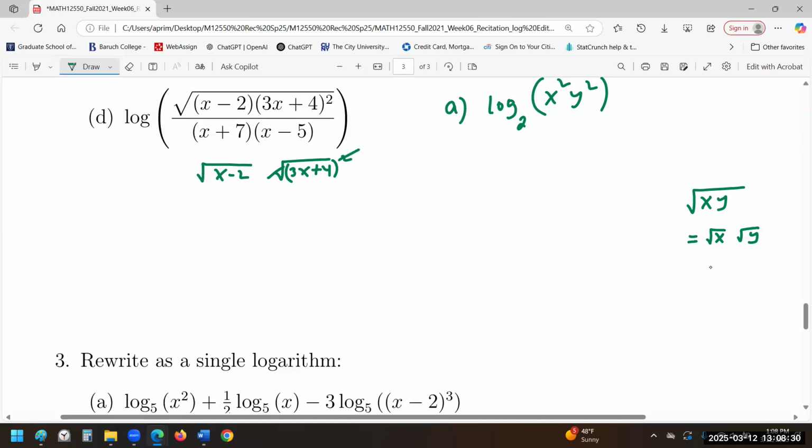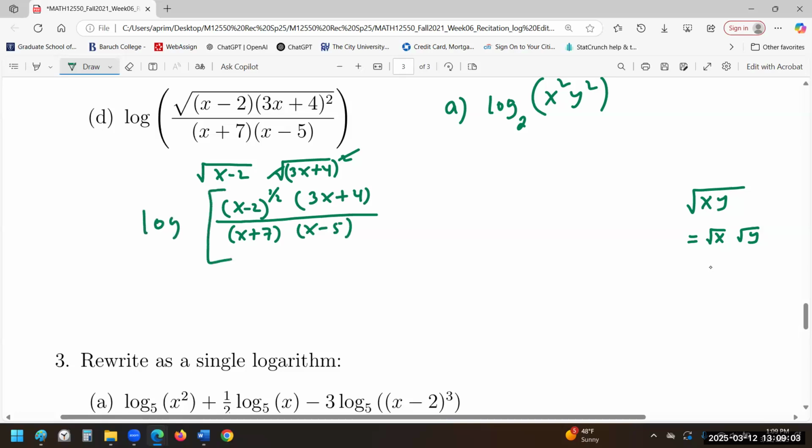This square root and square cancel out. So the second term is simply 3x plus 4. And we don't want a radical, we want to see an exponent so that we can bring it down. So we rewrite our first term as x minus 2 with the 1/2 power. So that's the numerator. And we have the same denominator. We have nothing to do on the denominator because there is nothing complicated. And we have a big log.